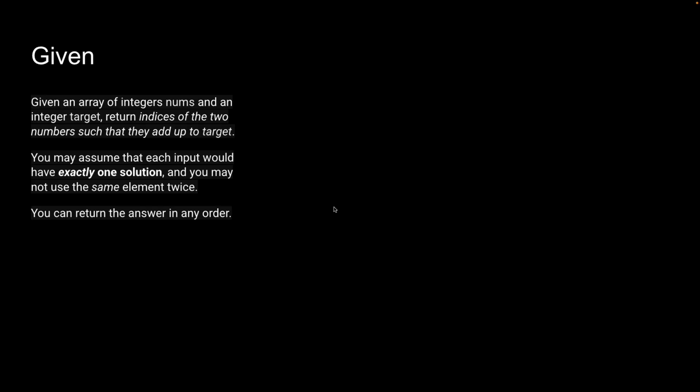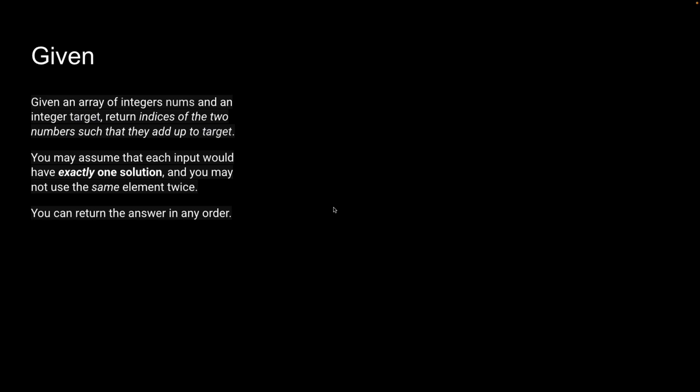Here's the problem description. Given an array of integers nums and an integer target, return indices of the two numbers such that they add up to the target. You may assume that each input will have exactly one solution, and you may not use the same element twice. You can return the answer in any order.